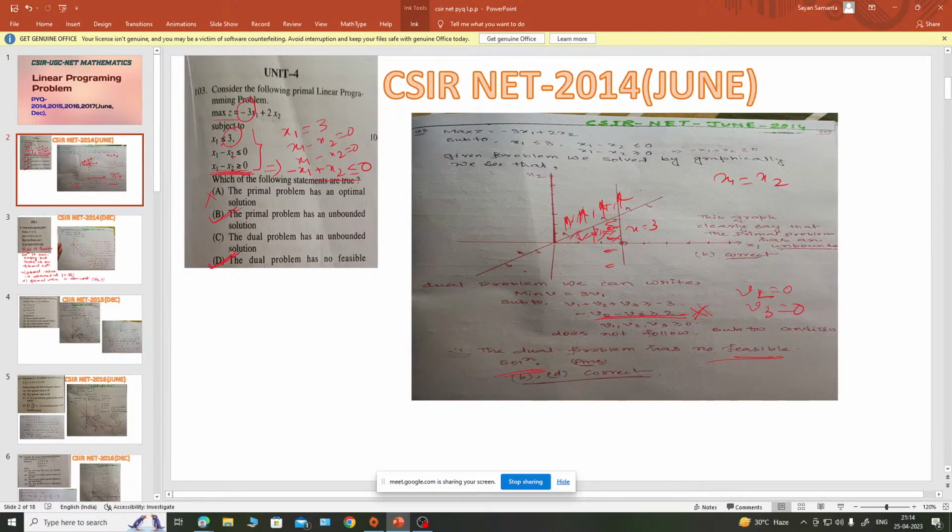Okay. Otherwise we can say that if the primal problem has an unbounded solution, then the dual problem has no solution. If the primal problem has no solution, the dual problem is unbounded. Easy to remember. Okay. So here options B and D are correct.